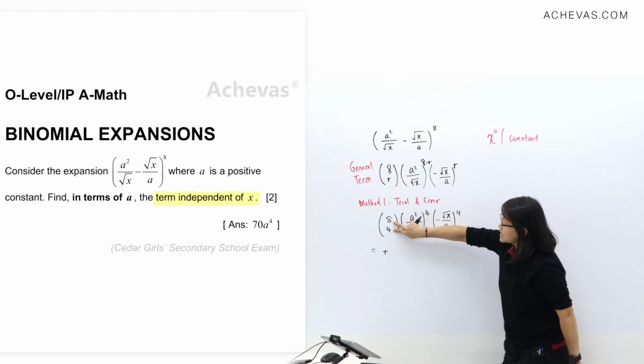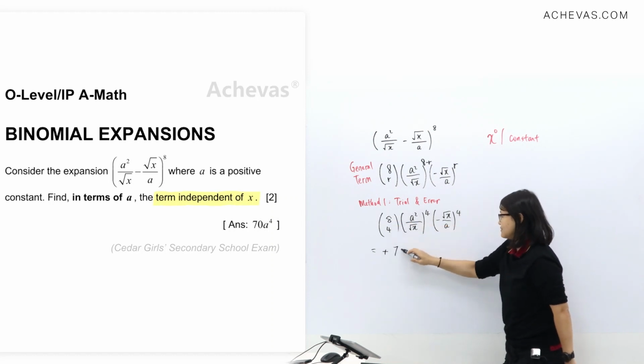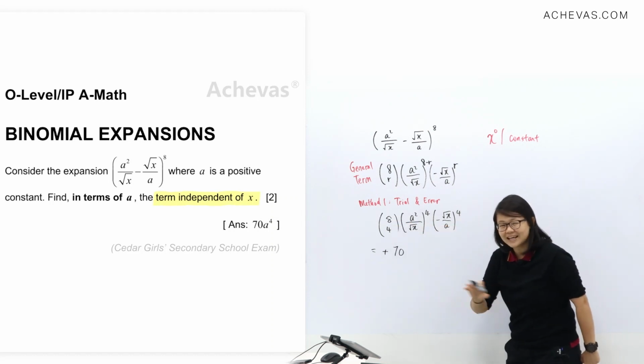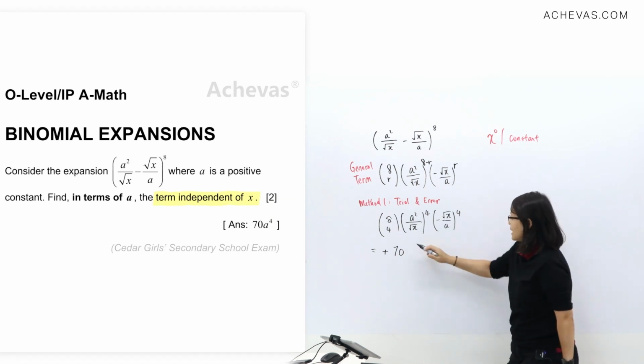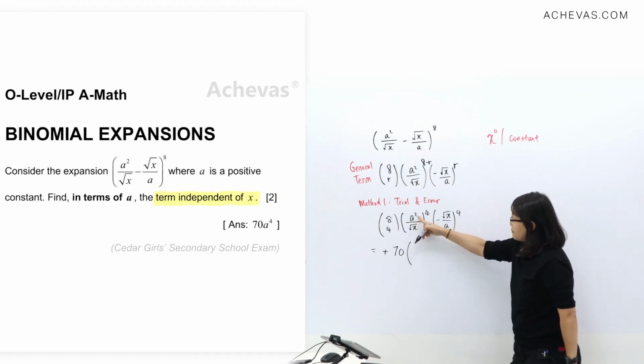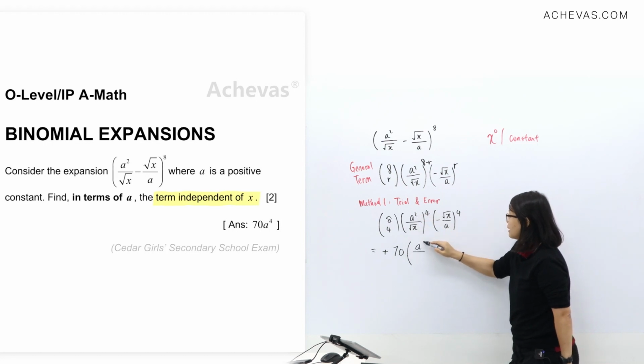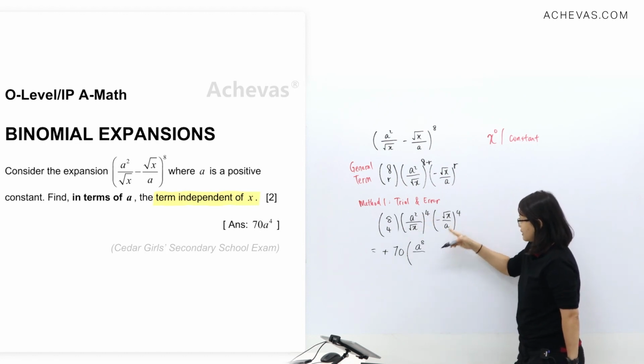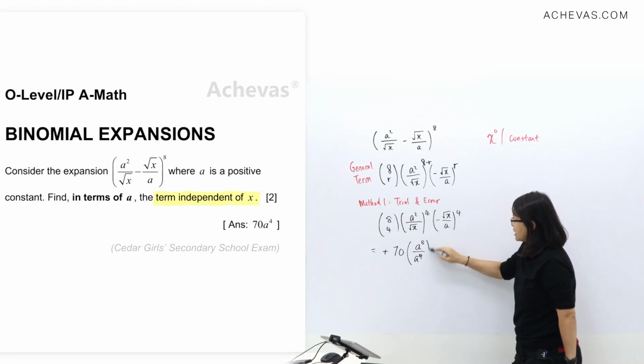Let's click the calculator. 8C4, I'll get 70. Let's do the a and square root x separately. I'm going to write a power 2 power 4. This one means I multiply the power, so I'll get a power 8. I divide by, this 4 needs to distribute here, so it's a power 4 here.